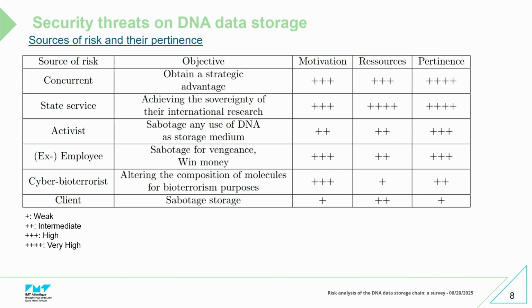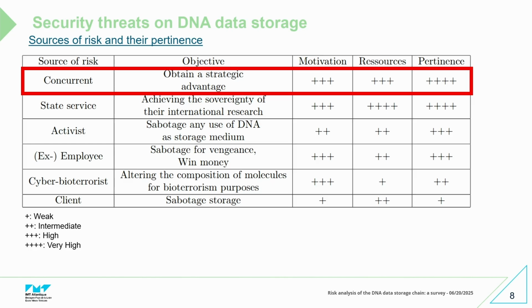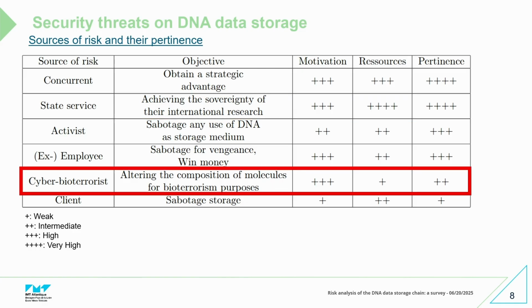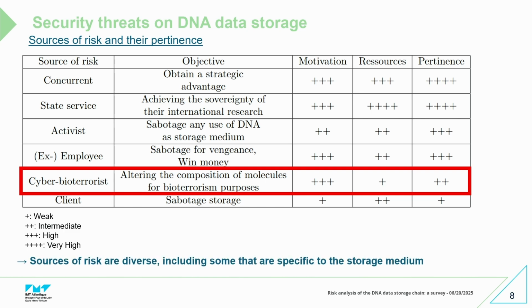Here is an overview. As we can see, we're talking about concurrent companies that want to obtain strategic advantage, or state services who have the means to threaten the system's security. And we also find specific sources of risk, such as a cyber bioterrorist who adds DNA that can lead to the creation of viruses. So as we see, the sources of risk are diverse, including some that are specific to the storage medium that is DNA. So let us now go through each step of the DNA data storage chain and identify security threats on them.